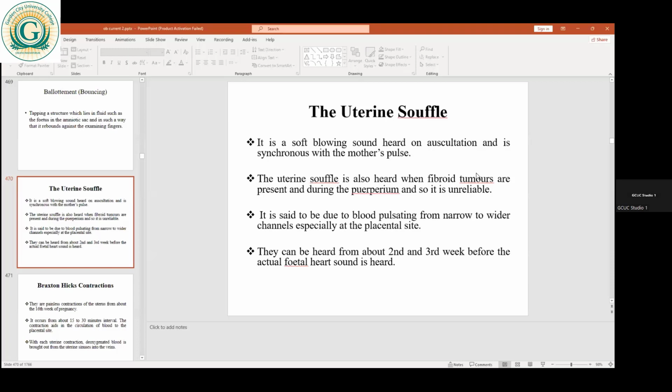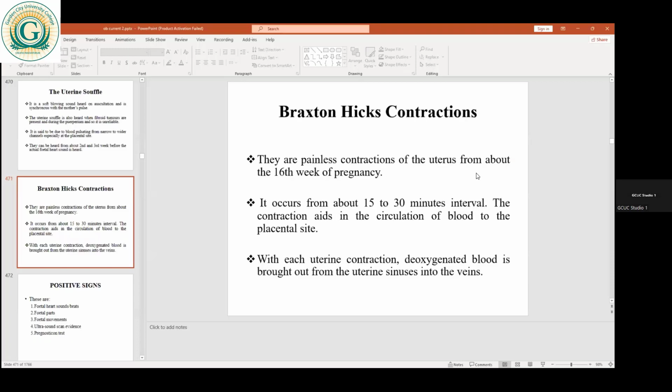And then you have what we call Braxton Hicks contractions. These are painless contractions from the word go. The woman will be complaining of contractions, painless contractions, of course, and with each uterine contraction, deoxygenated blood is brought out from the uterine sinuses into the veins. It also helps you to predict that the woman may be pregnant.